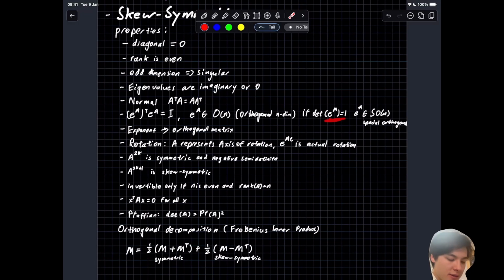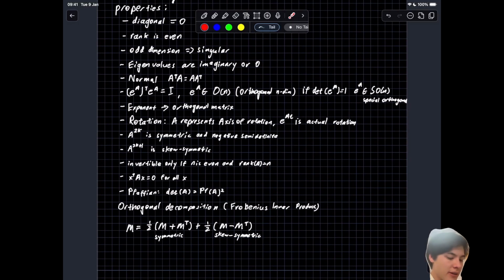And if the determinant of this is 1, then it's special orthogonal. Then it preserves length and angles. Basically, you can see this as a rotation. So the exponent gives us an orthogonal matrix, a rotation. So a represents the axis of rotation, and e to the power of at is the actual rotation.